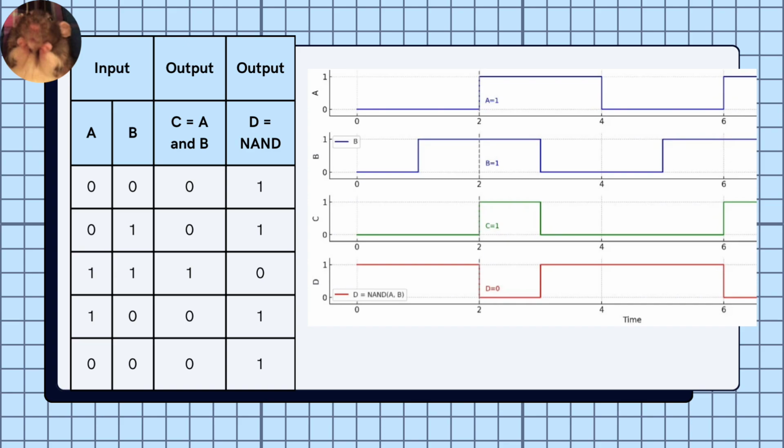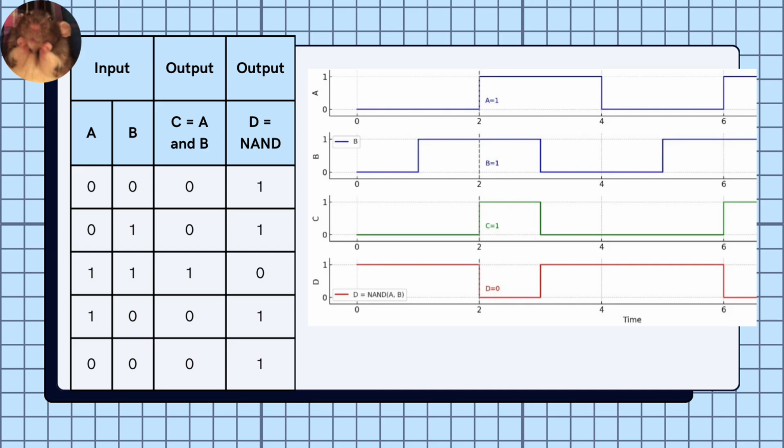As you can see here, the truth table is basically the same as the truth table in the slide before. So, how do we draw the timing diagram and waveforms? As you can see here, it is drawn based on the input and output. The input of A, which is 0, 0, 1, 1, 0, is drawn like the above diagram.